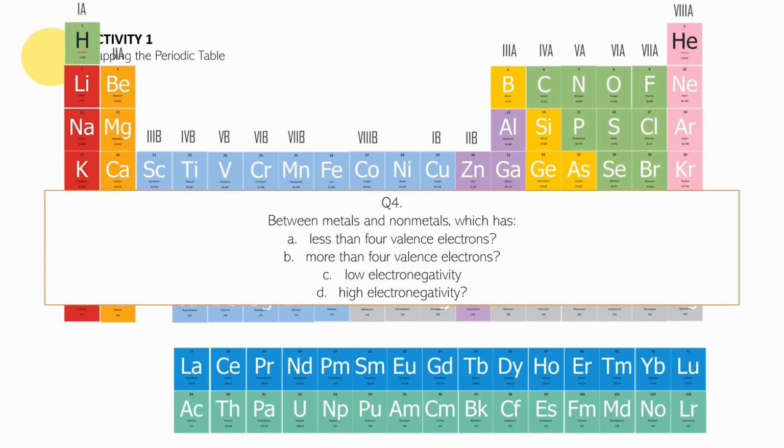Between metals and nonmetals, which of the two has less than 4 valence electrons? Which between the two has more than 4 valence electrons? Which of the two has low electronegativity? And between metals and nonmetals, which has high electronegativity? If you need more time, you can pause this video.